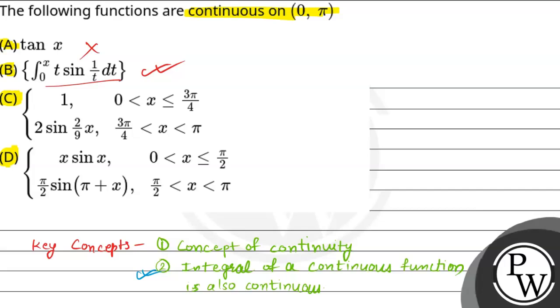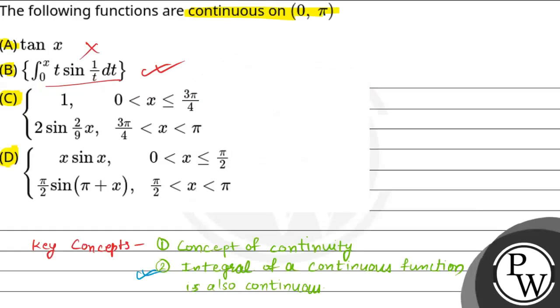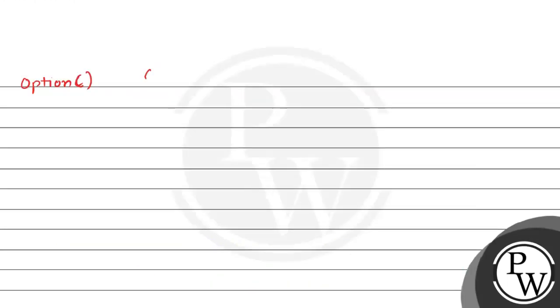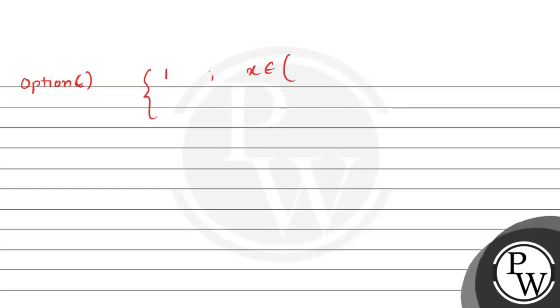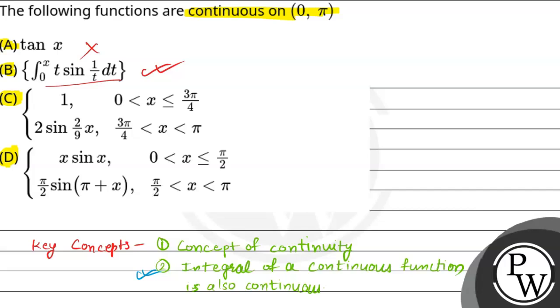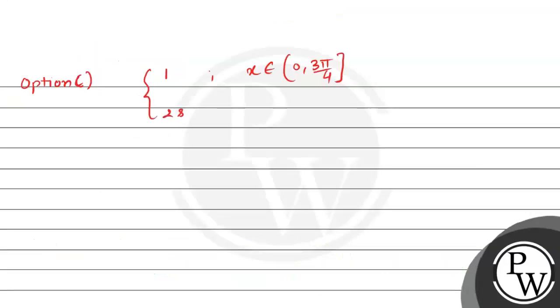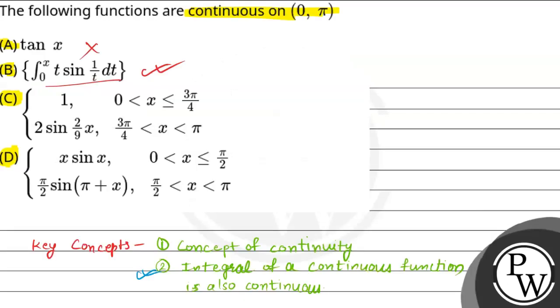Option C is 1 for 0 to 3 pi by 4. So let's write it down, option C. तो it is 1 for x belongs to 0 to 3 pi by 4 and it is 2 sine 2x by 9 for x belongs to 3 pi by 4 to pi.